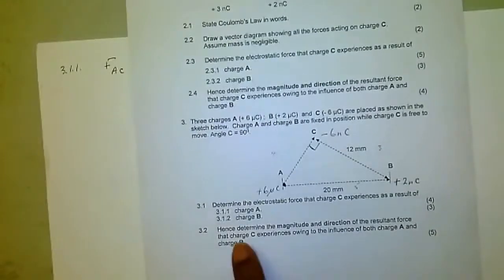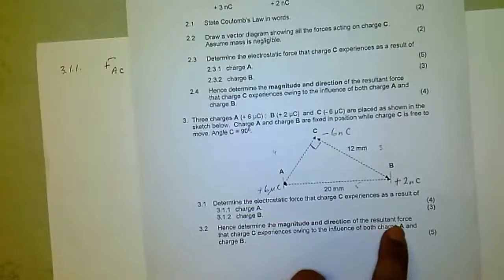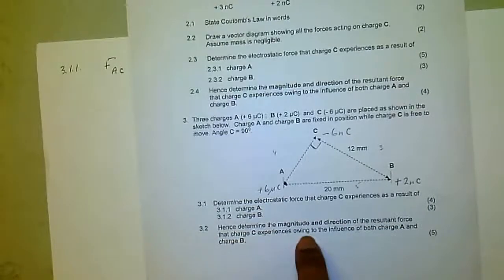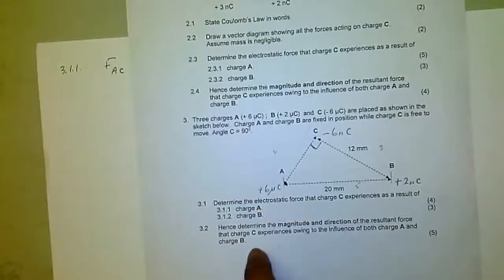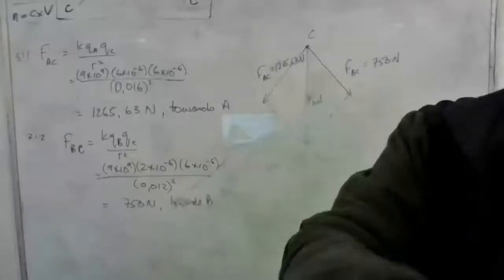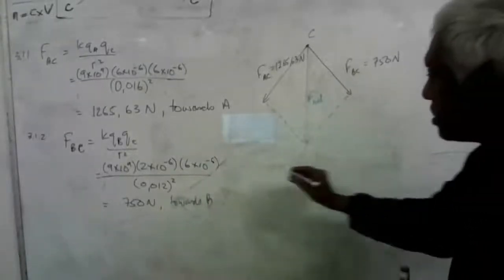Next question. 3.2. Hence determine the magnitude and direction of the resultant force that charge C experiences owing to the influence of both A and B. So we now want the resultant force. What the examiner is insinuating, we need a magnitude and a direction. Okay? So, firstly, what are the magnitude?